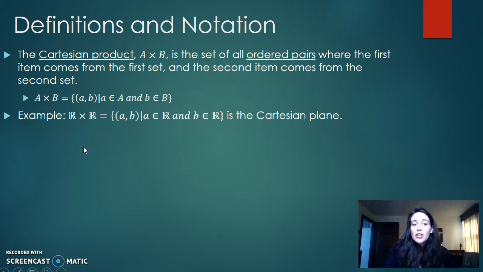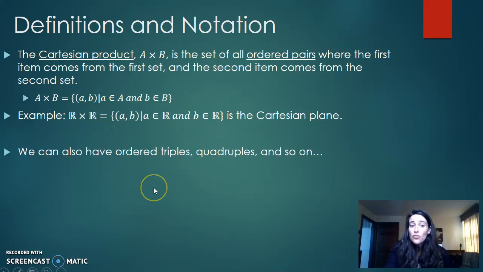So the Cartesian product that you are most familiar with is R cross R, so the real number line cross the real number line. That gives us the set of ordered pairs (a, b) such that a is a real number and b is a real number. And that Cartesian product gives us the Cartesian plane, so the coordinate grid that you're used to plotting points on. So things like (-1, 1) and (2, 3), those ordered pairs would be elements in R cross R.